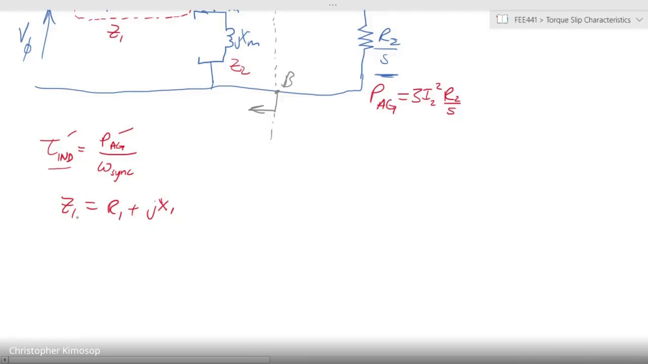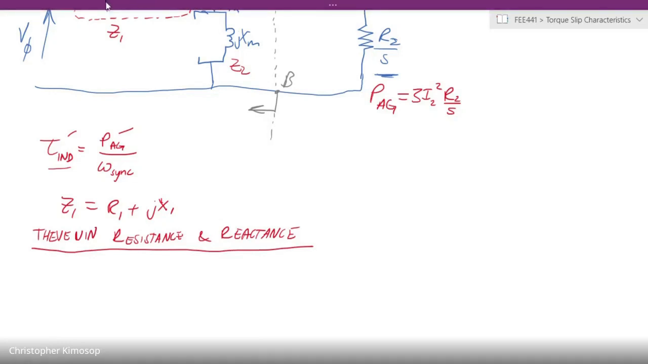So let's start with obtaining our Thevenin resistance and reactance.